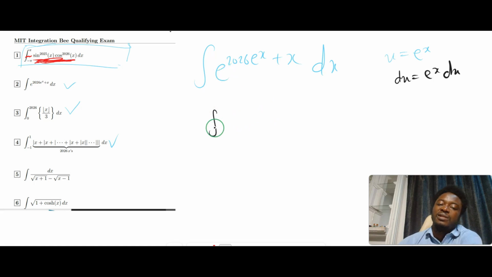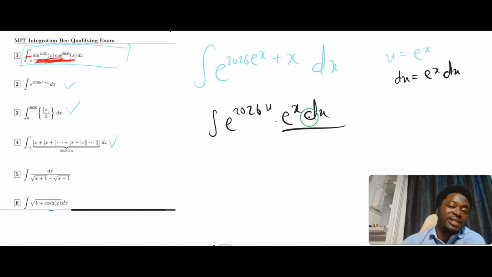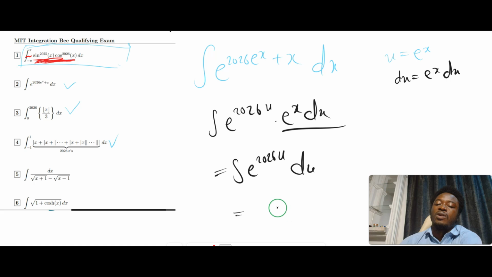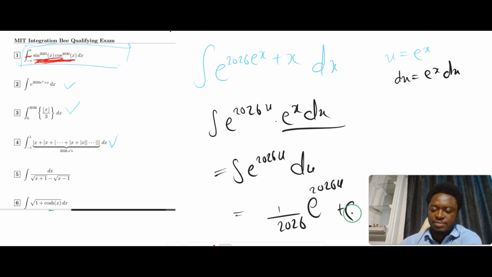It will now be e to the power of 2026 u. Okay, yes, it can work. E to the power of 2026 u times e to the x dx, and e to the x dx is du, so this will be e to the power of 2026 u du, and this will be 1 over 2026 e to the 2026 u, and then plus c, where u is e to the x, so you can plug in e to the x here, and that will be the answer to this problem. So number 2 is done and dusted.